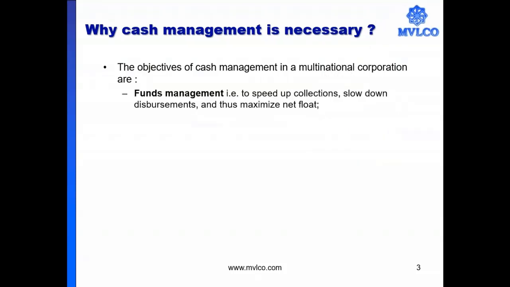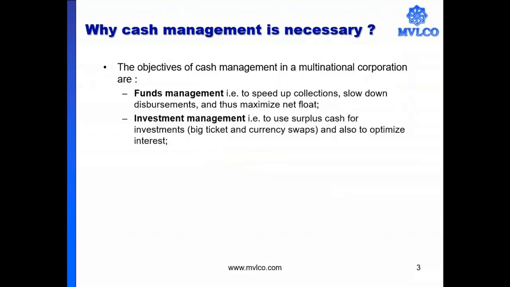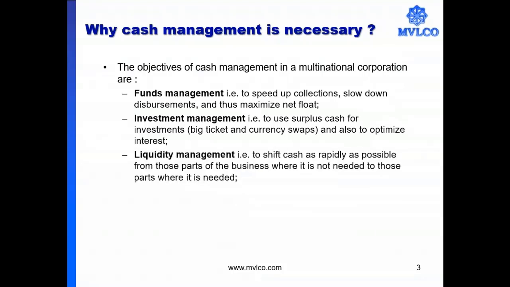Let's look at the objectives. Our first objective is funds management, where we speed up the collections and slow down the disbursements and thereby maximize the net float. So we want to collect fast and pay out slowly and then use that float to make more money. The second one is investment management. Sometimes I get money in advance which I don't need for the time being. I'll make an investment, and whenever it is needed, disinvest and bring that money in. Then we have liquidity management.